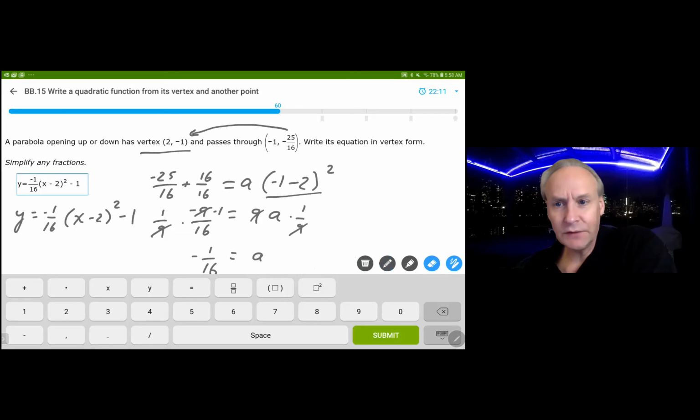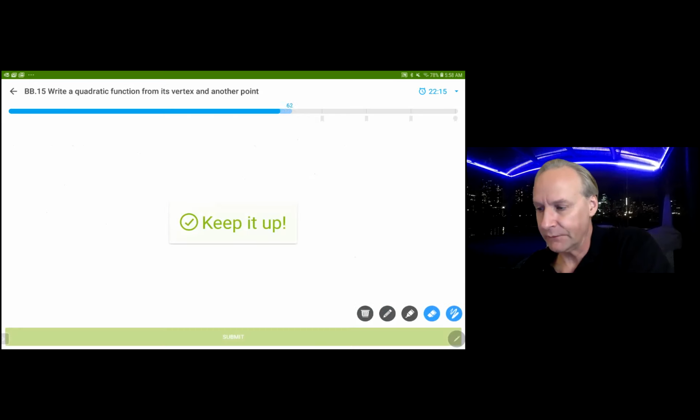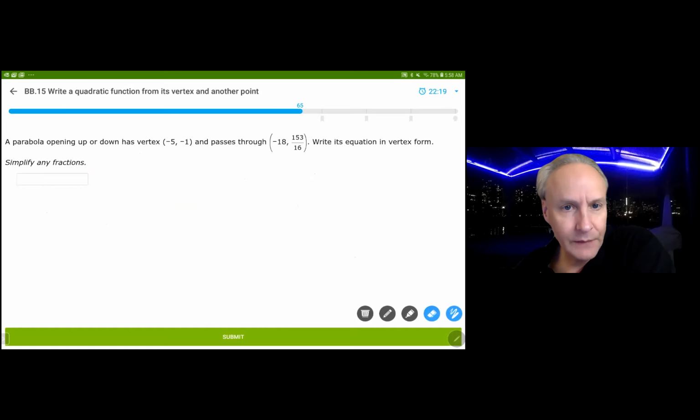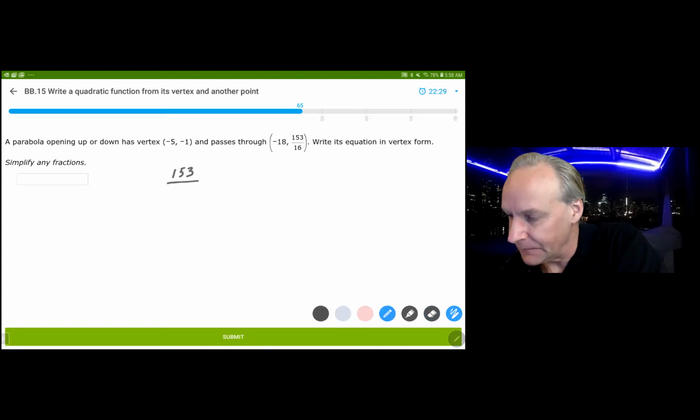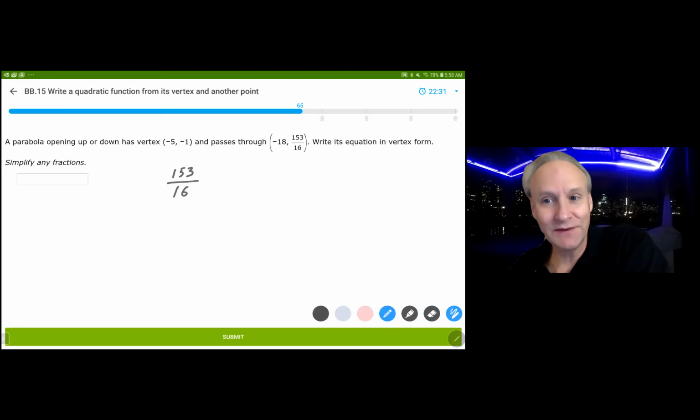It's a lot like doing the point slope form. If you haven't done that, probably ought to do the point slope form first, because linears are a lot easier than quadratics. Oh, big fraction. No big deal. Don't worry, it's not that scary. 153 over 16. What gets scary is if you try to do this with a calculator. You see that 16th is a really ugly decimal.